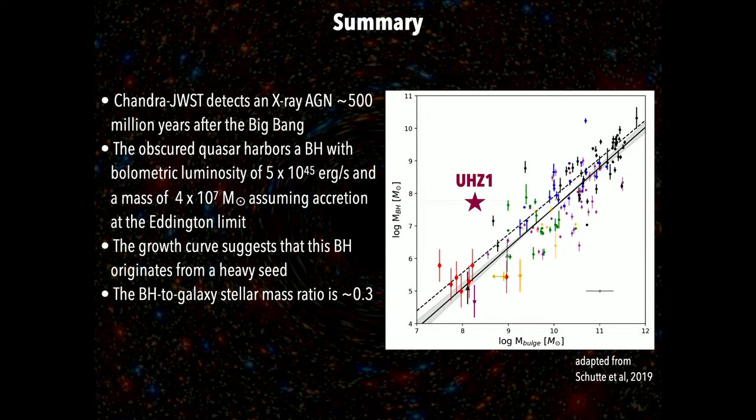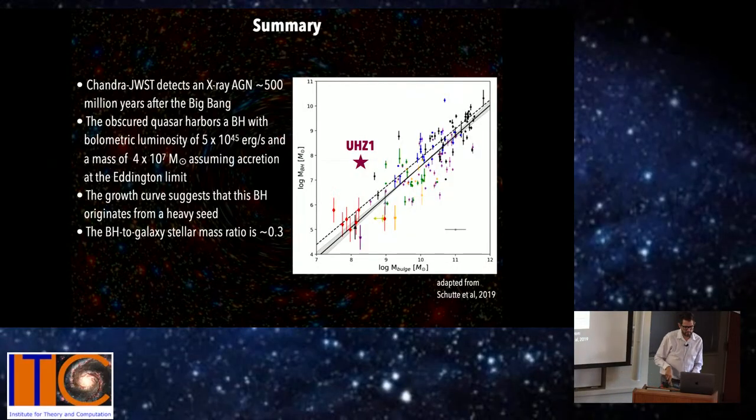But it's based on the studies that we see for high redshift galaxies and their black holes. This is not a unique case, and this seems to be the case for many black holes at high redshift. So UHZ1 is special in the sense that we see it in the X-rays, but this very high black hole to galaxy mass ratio is not special. So thank you very much.